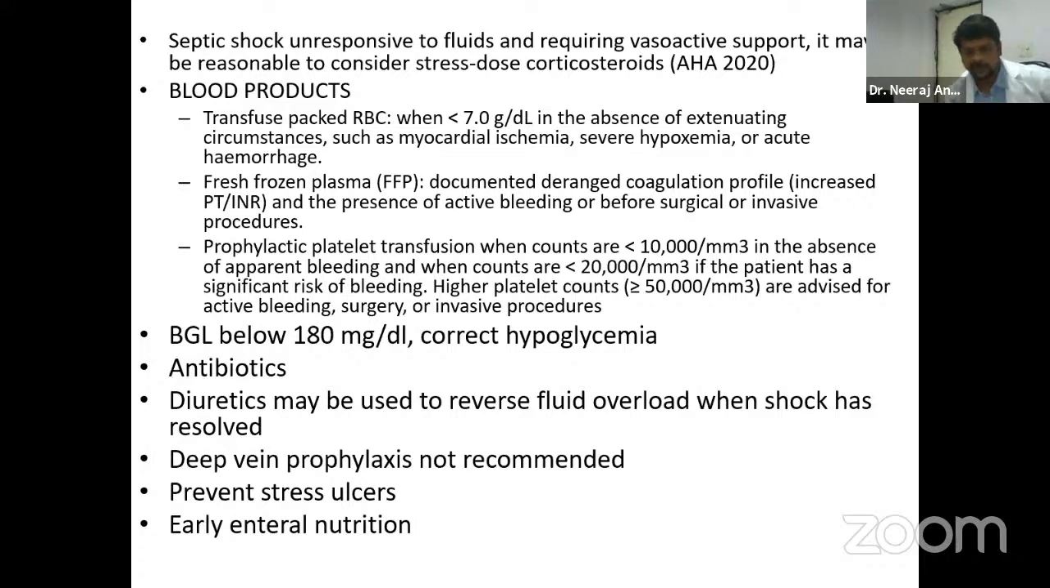Blood glucose level has to be maintained below 180 milligram per deciliter, but we have to avoid hypoglycemia. Antibiotics have to be started within 1 hour in case of septic shock patients. Diuretics may be used once fluid resuscitation has been given and the patient is having signs of fluid overload. Deep vein thrombosis prophylaxis is not recommended. We have to prevent stress ulcers, and we have to start early enteral nutrition in these cases.